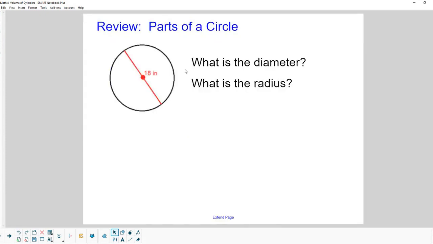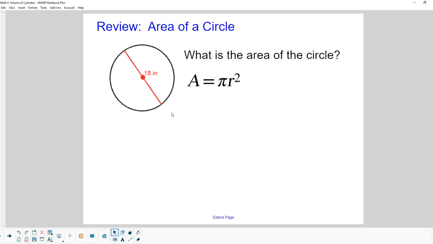First of all, we know that a cylinder has a circular base to it. The top and the bottom, when you're looking at a cylinder, is a circle. And so in order to find the area of that circle, we have to use pi times the radius squared, the formula for the area of a circle, to find that total area. And then once we find the area of the circle, we multiply it by how tall or how long the cylinder is, and that gives us the volume.